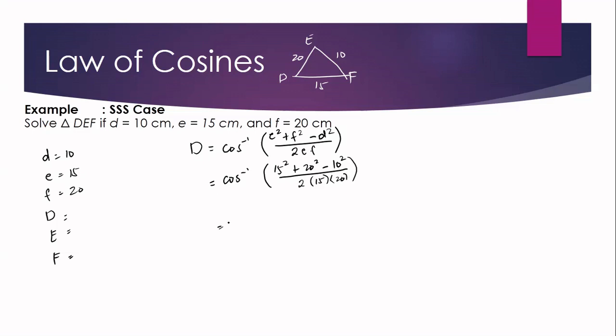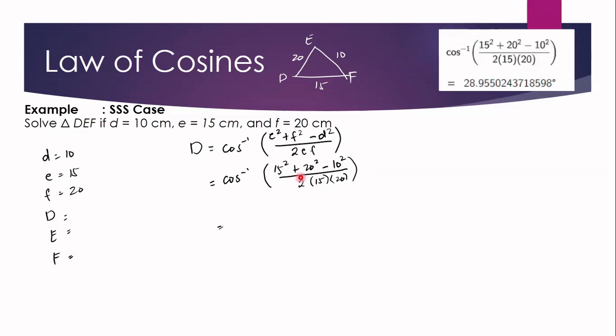Again, you can get the value of this step by step, but if you have a calculator application, you can enter this directly in the calculator. If you do that, you have cosine inverse of 15 squared plus 20 squared minus 10 squared, all over 2 times 15 times 20. This will be the answer. It means that our angle D, rounded off to the nearest hundredths, is 28.96. So, our angle D here is 28.96 degrees.